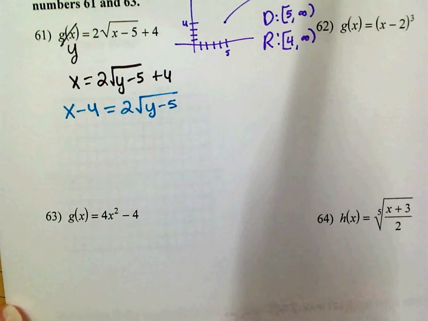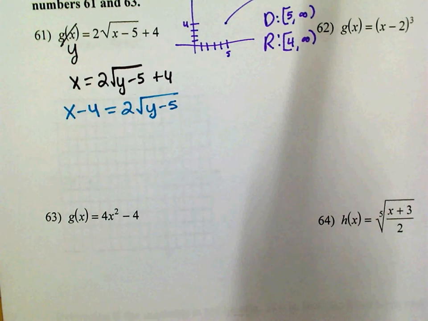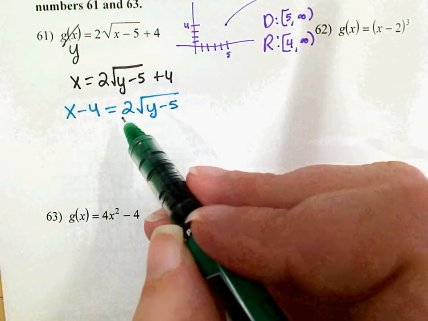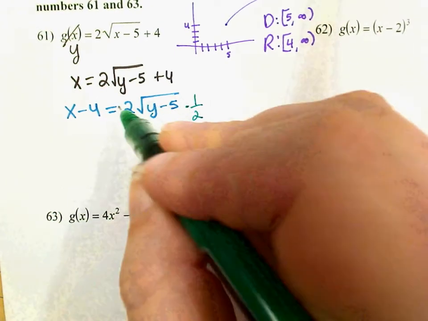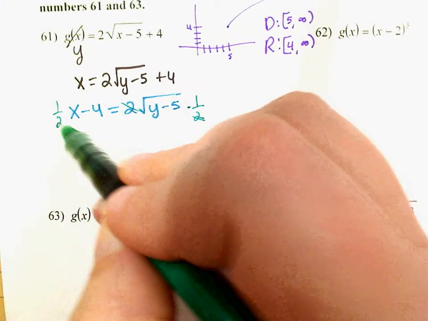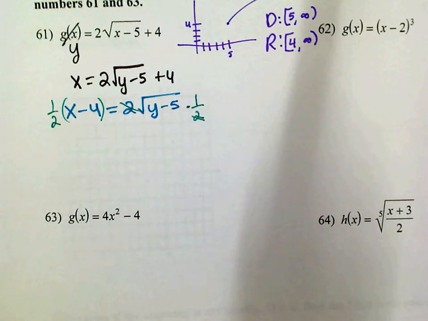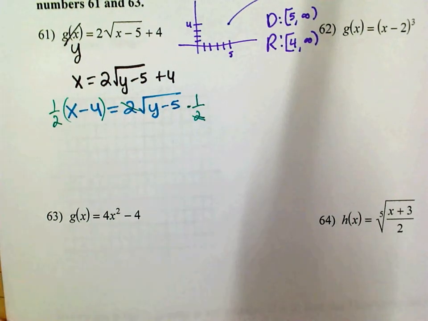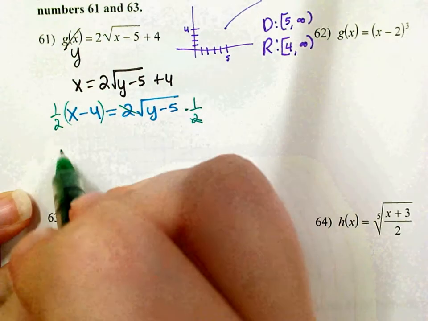Yeah, the 2 is outside the square root, so I've got to get rid of that first. You can either divide by 2 or multiply by what? 1/2. So I'm going to multiply both sides by 1/2. I'm just going to leave it on the outside because it'll help me see the transformations, although you don't have to. If you wrote 1/2 x minus 2, that would be perfectly fine. So I've got 1/2 times x minus 4 equals the square root of y minus 5.